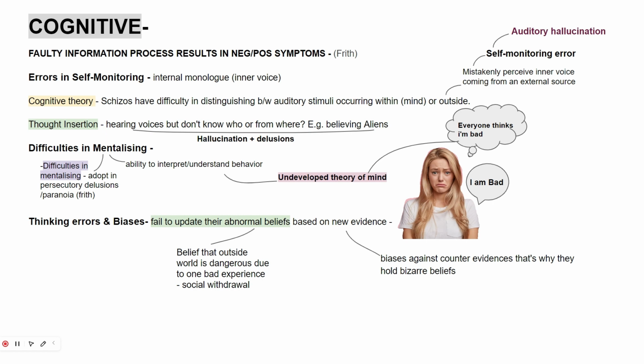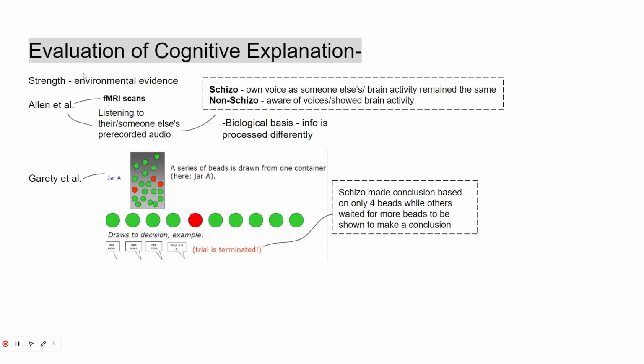So they believe that the outside world is dangerous due to one bad experience, and so it causes a negative symptom, which is social withdrawal. This is why they hold such bizarre beliefs, that the outside world is so dangerous or something like that. So the evaluation is that it has environmental evidence. It is supported by that.